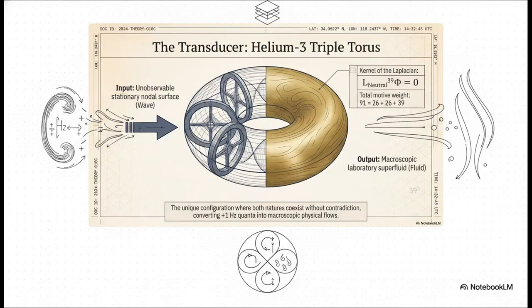Physically speaking, this mapping is embodied in the helium-3 nucleus, shown here as a triple torus. Acting precisely as a mixed Tate motive with a total weight of 91, this structure is the ultimate wave-fluid transducer. It's the one unique interface where both wave and fluid natures coexist without contradiction. And this is exactly how hydrogen becomes a superfluid in the model. The triple torus meticulously converts those +1 Hertz observation quanta into the macroscopic flows we can actually measure in a lab.